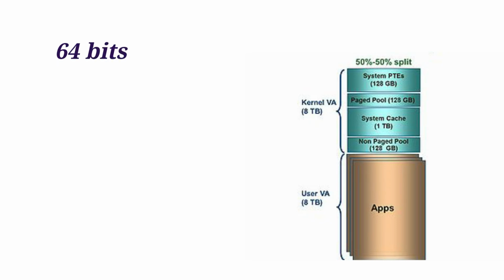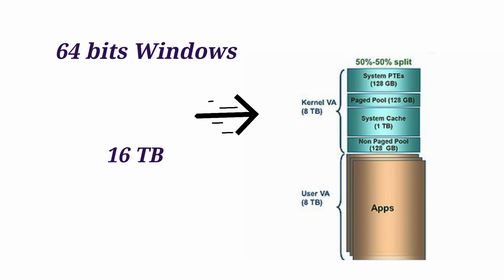As for 64-bit Windows, it is a configuration that provides up to 16 terabytes of addressable memory space that is divided equally between the kernel and the user applications. With 16 terabytes of physical memory available, 8 terabytes of virtual address space will be allocated to the kernel, and the other 8 terabytes of virtual address space to user application memory. The kernel virtual address space is shared across processes.